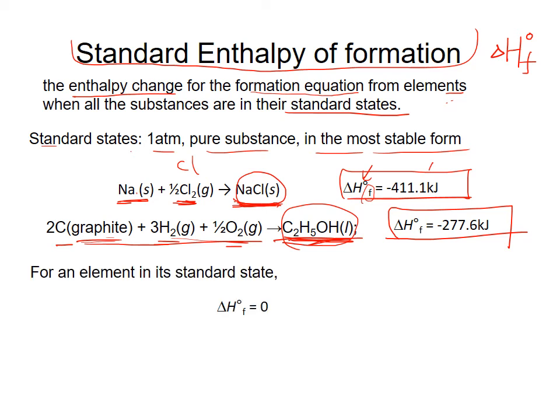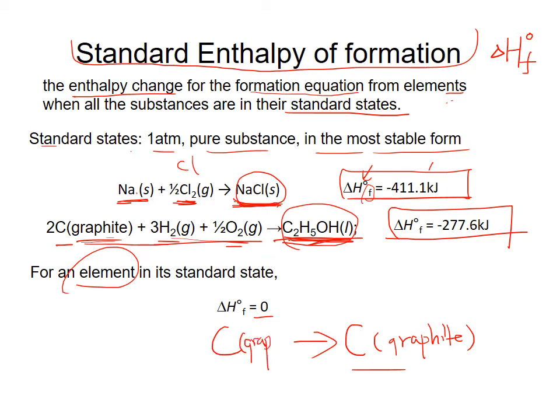The standard enthalpy of formation for elements is always 0. For example, consider the standard formation enthalpy of carbon graphite. According to the definition, it shows the formation of carbon graphite from its elements, which is carbon, and the most stable form again is graphite. So going from graphite to graphite, the delta H must be 0, and therefore the standard enthalpy of formation for elements is always 0.